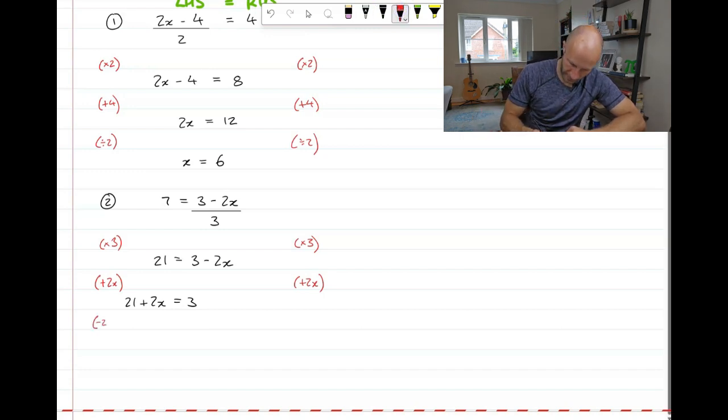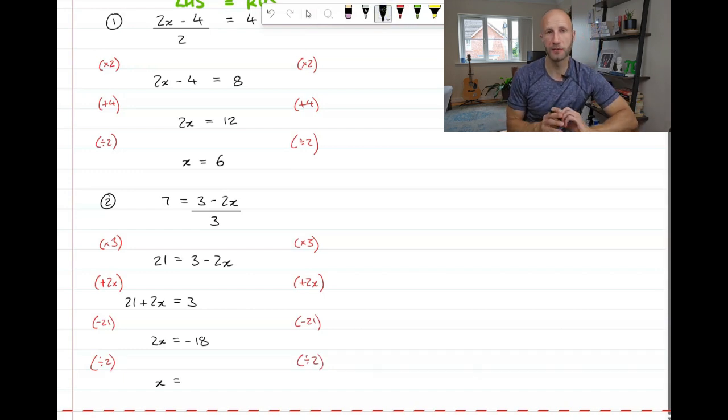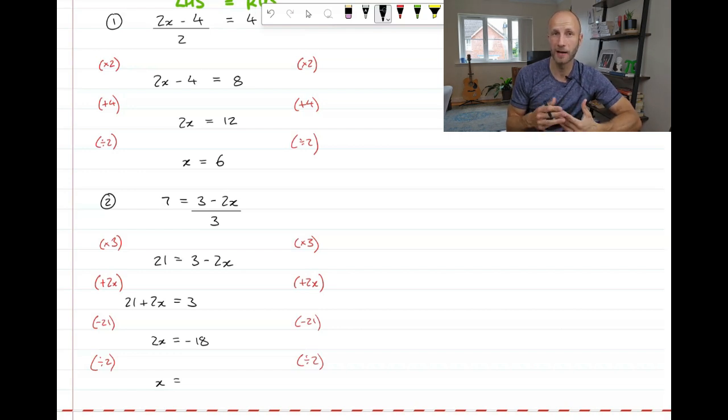Then I can minus 21 from this side and minus 21 from this side to leave me with 2x. 3 minus 21 is minus 18. And to get rid of that timesing by 2 here, same as the last one, I'm going to divide both sides by 2. So divide the left by 2, I'll just get x. When I divide the right-hand side by 2, 18 divided by 2 is still 9, but because it's minus 18, I just get minus 9 here.